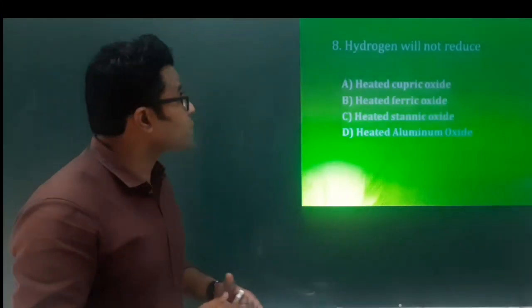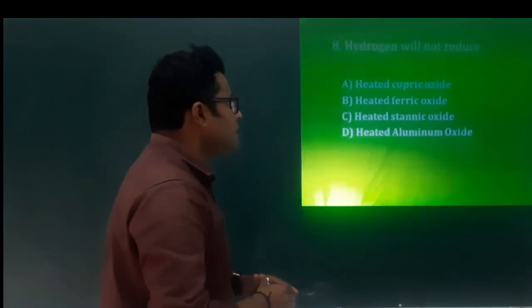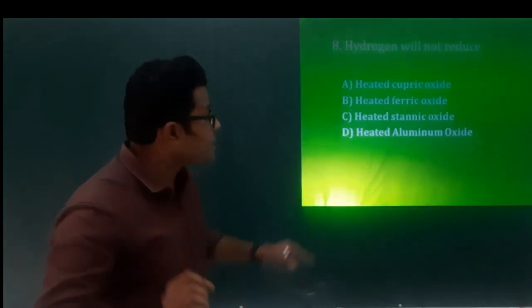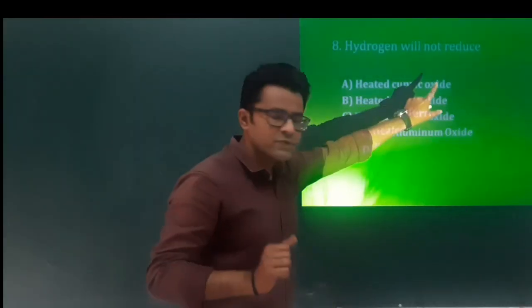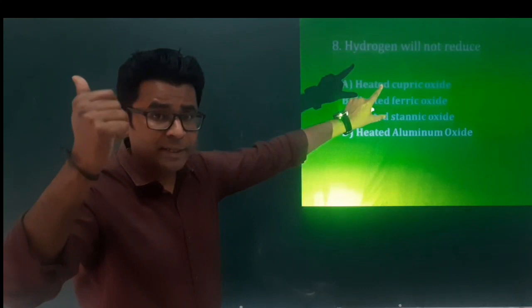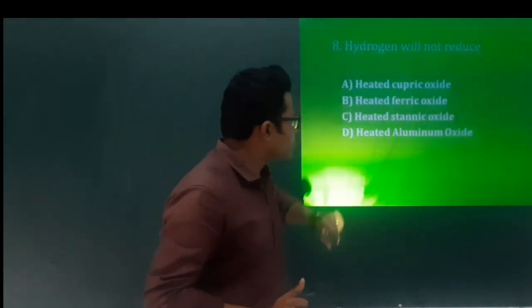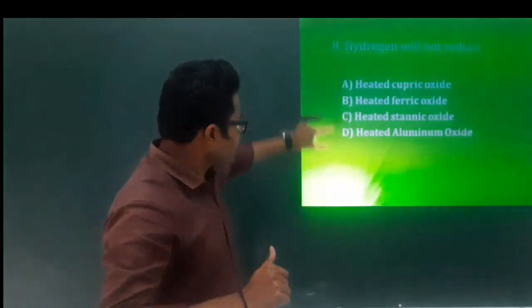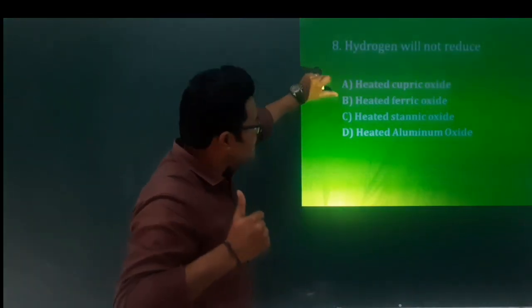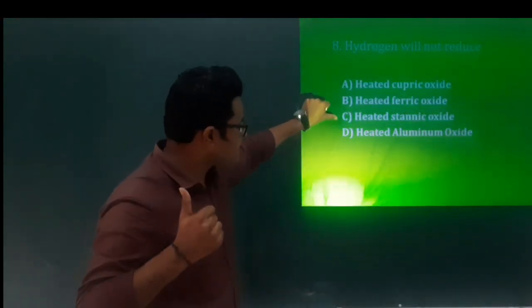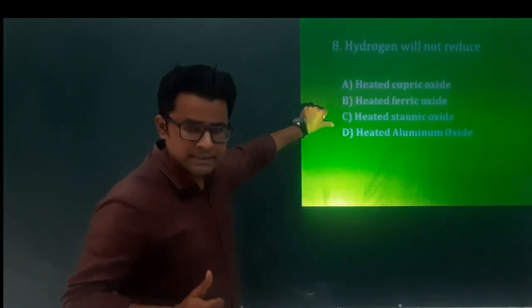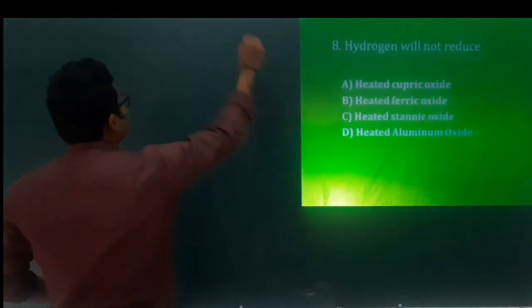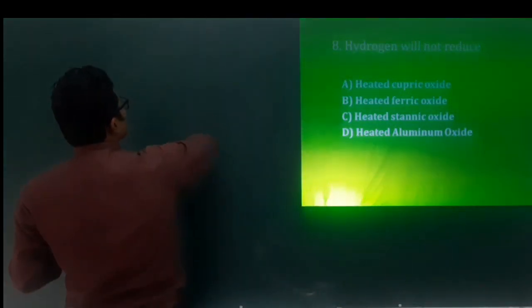Moving forward with the next question, and that is question number 8. Hydrogen is going to reduce cupric oxide because of, again, the electrochemical series. Reduction means what? It is going to displace oxygen. Heated cupric oxide, yes. Heated ferric oxide, also yes. Heated stannic oxide, yes.